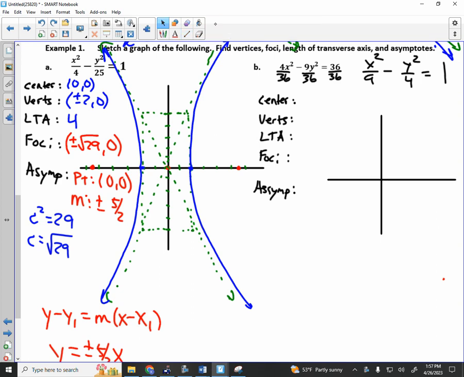What I would like you to do right now is take about a minute and a half, and I would like you to see if you can draw the graph. Don't worry about filling out the rest of this, but see if you can draw the graph on your own. Make your box, draw your asymptotes, see if you can get your graph. Go.